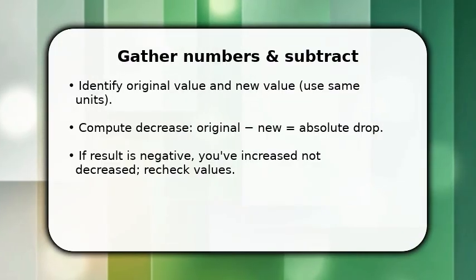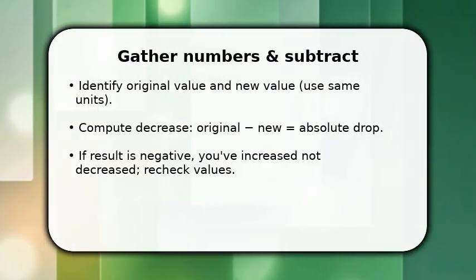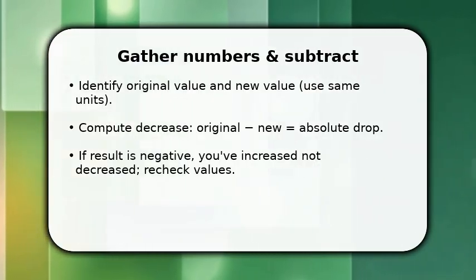You start by confirming the two numbers you need, the original amount and the new amount. Once confirmed, subtract the new from the original to get the absolute drop. This is the only correct first step.